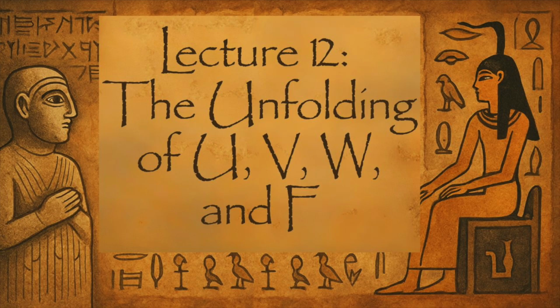Lecture 12, the unfolding of U, V, W, and F. Four letters, all historically entangled. U and V were once the same. W was literally a double U. F evolved from a symbol not meant to be an F. It's alphabet chaos, and Professor McWhorter unravels it quite engagingly.